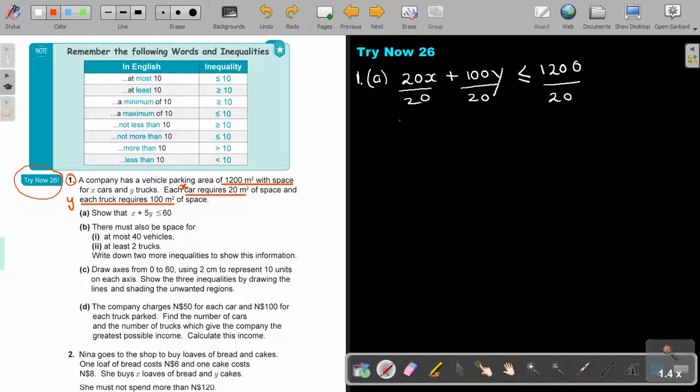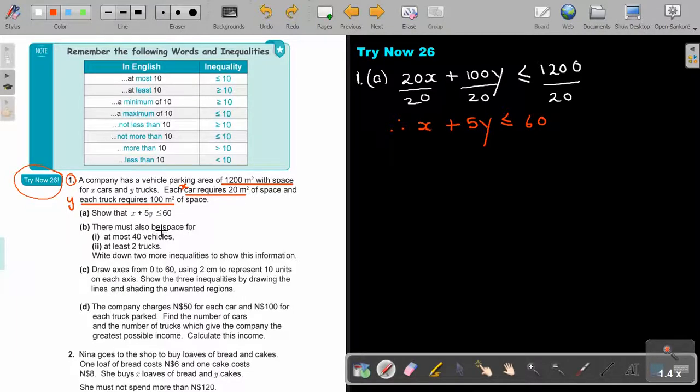So therefore, x plus 5y is smaller and equal to 60. Okay, so show that. You must show how you come to that. They want to see that first inequality and then how you divide by 20, or you can just say divide 20.